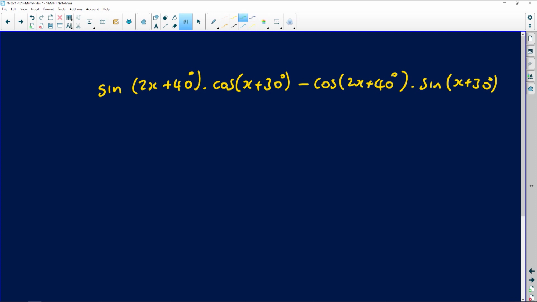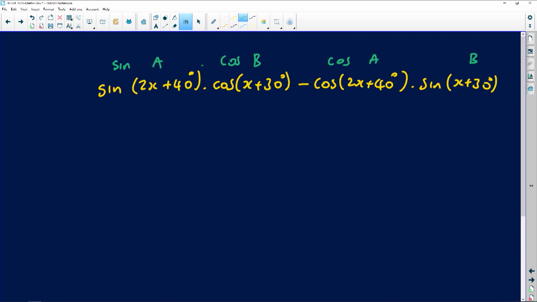So what am I looking at here? This looks like the expanded version of sine of A minus B. Remember, this is sine of A, cos of a different angle. That angle 2x plus 40 comes back again here. There it is, 2x plus 40. The angle x plus 30 comes back again. There's x plus 30. That's going to be my angle B.